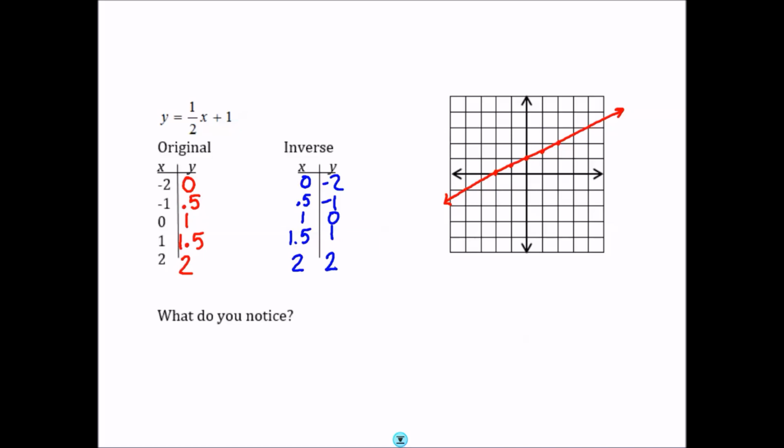And then I'm going to graph those points. So I have 0, -2, 0.5, -1, 1, 0, 1.5, 1, and 2, 2. There we go. So, what kind of things do you notice about these two graphs that we've looked at? Take a moment and write down your observations.